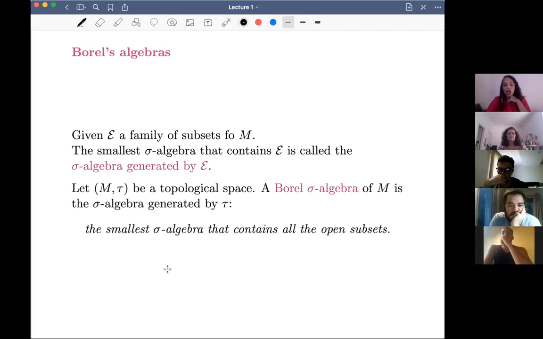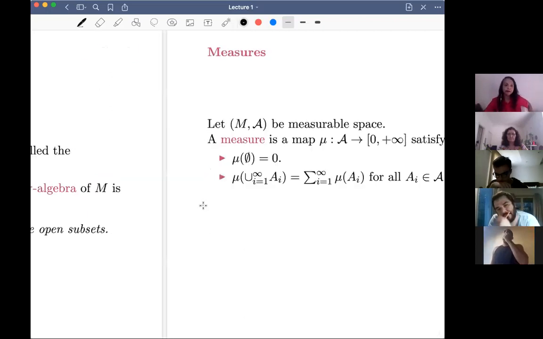So what's the Borel sigma algebra? The Borel sigma algebra is the sigma algebra that is generated by the topology. It means that it's the smallest sigma algebra that contains all the open subsets. Recall that a sigma algebra also contains the complements. So if it contains all the open subsets, it also contains all the closed subsets. But let's just focus on the fact that it contains all the open subsets.